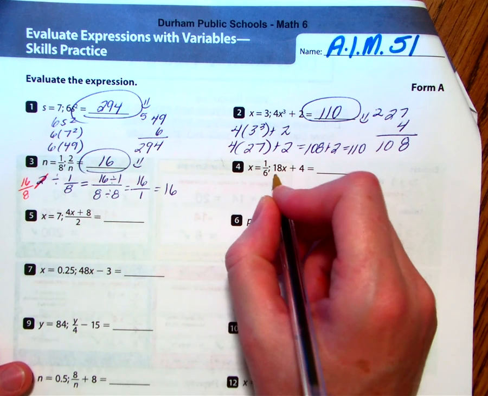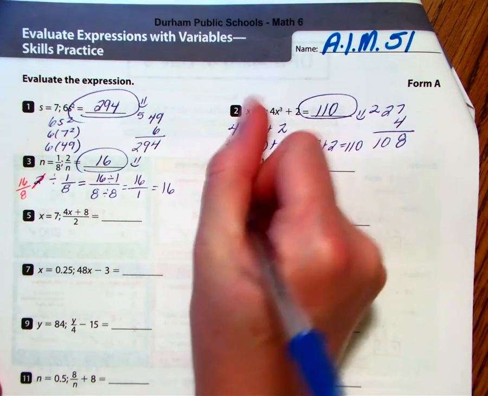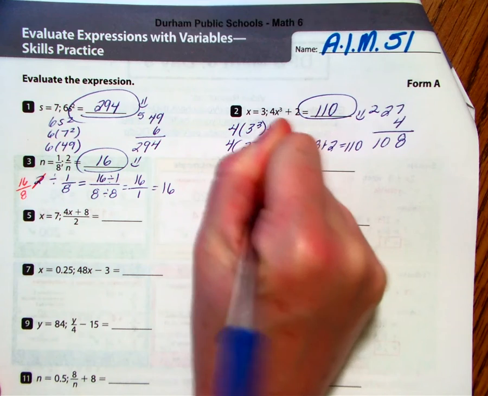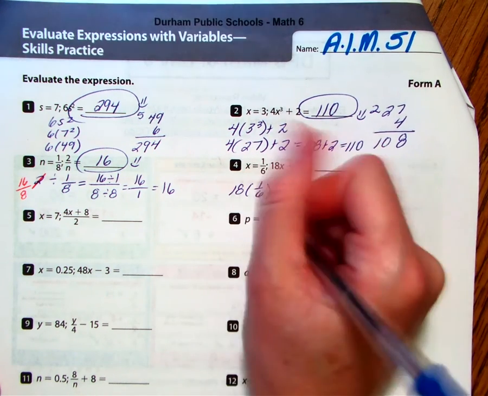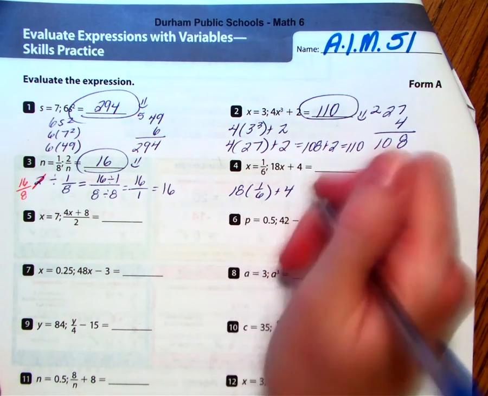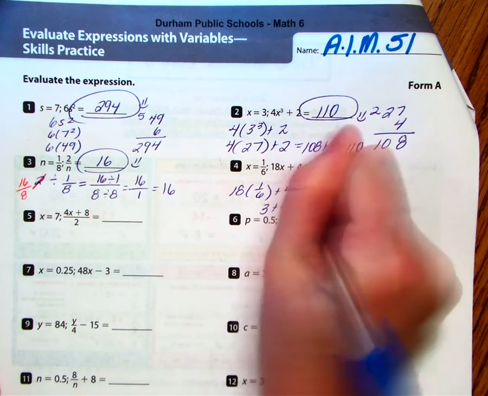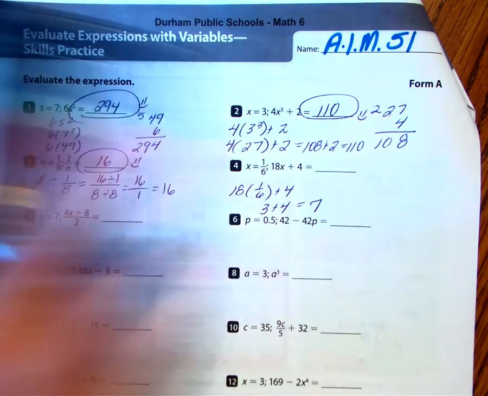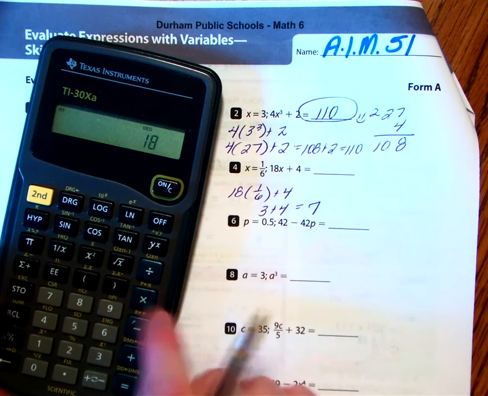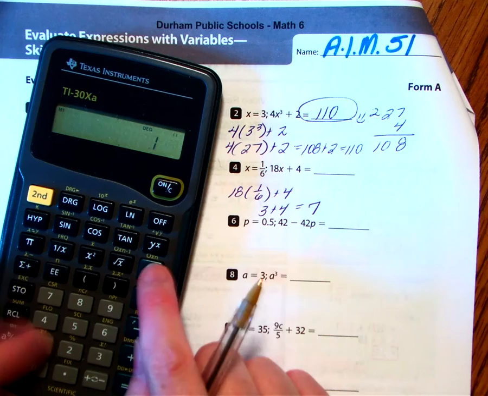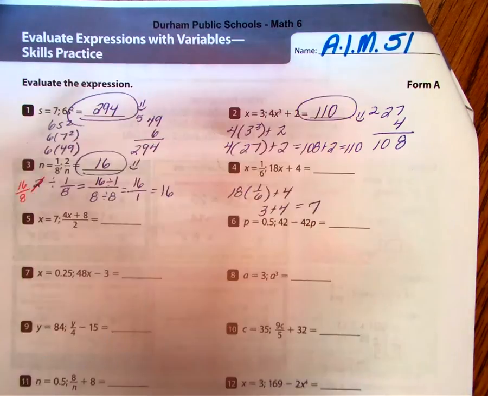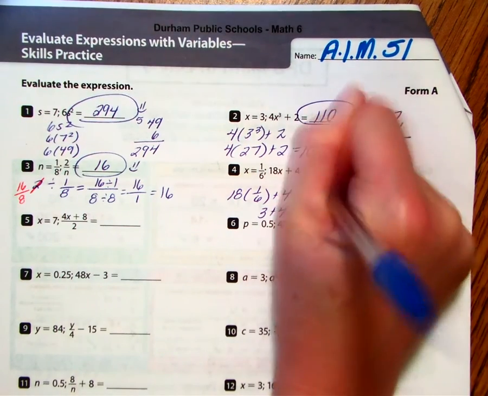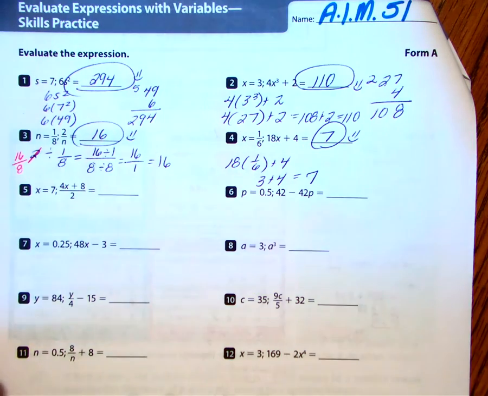X equals 1/6. 18 times 1/6 plus 4. So 18 times 1/6 is the same as 18 divided by 6. So really I've got 3 plus 4 equals 7. So I'm going to do 18 times 1/6 plus 4 equals 7. My calculator works different than yours. I have to put the operations in a little bit different. I have to use parentheses repeatedly.